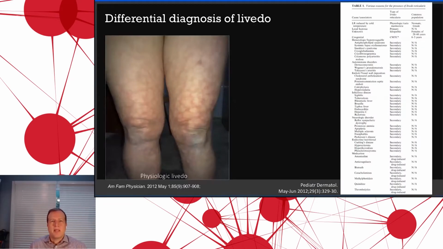So I'm going to spend a few minutes now talking a little bit more about terminology. And so this on the left is a classic patient with livedo reticularis. And you can see there's a very nice net-like pattern of interconnecting erythematous macular lesions. And this is a woman who has physiologic livedo that typically is going to improve or even disappear when she's in a warmer ambient environment.